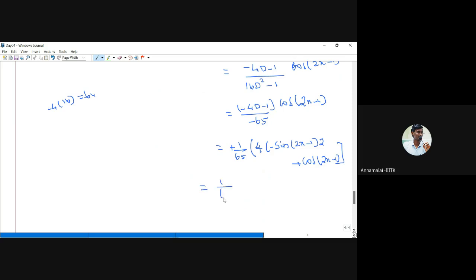Therefore 1 by 65. Maybe we can take this cos of 2x minus 1 first, minus 8 times sine of 2x minus 1. So this is the particular integral.